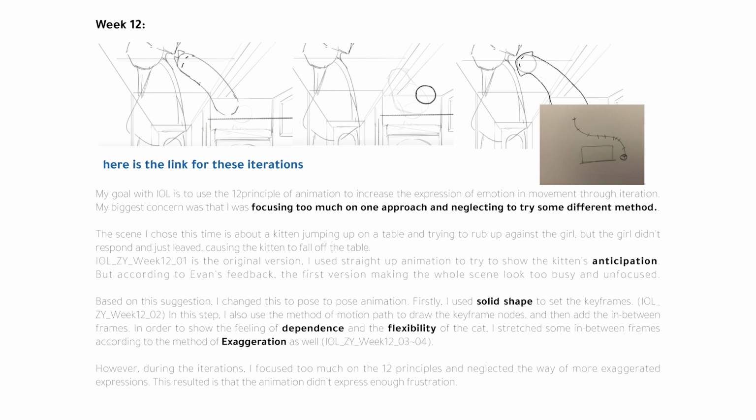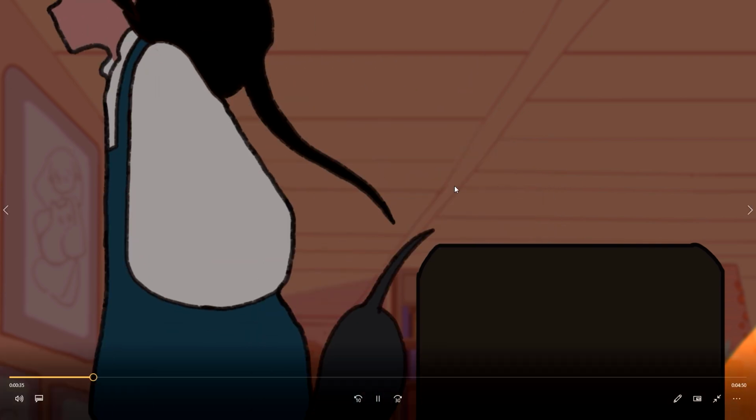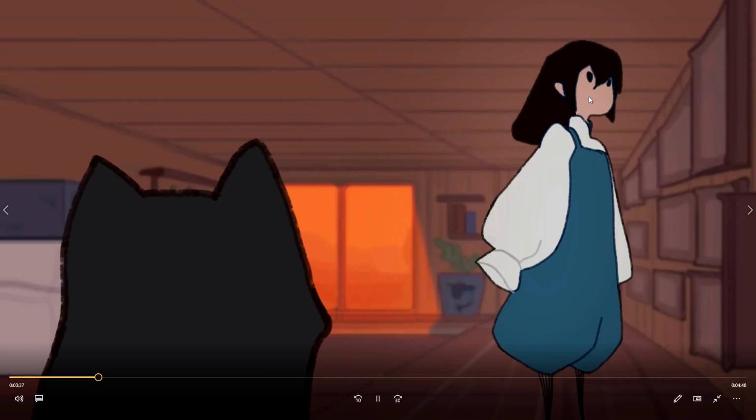My goal with IOL is to use the 12 principles of animation to increase the expression of emotion in movement through iteration. My biggest concern was that I was focusing too much on one approach and neglecting to try a different method. This scene is about the cat jumping up on the table and trying to rub up against the girl, and the girl didn't respond and just left, causing the kitten to fall off the table.